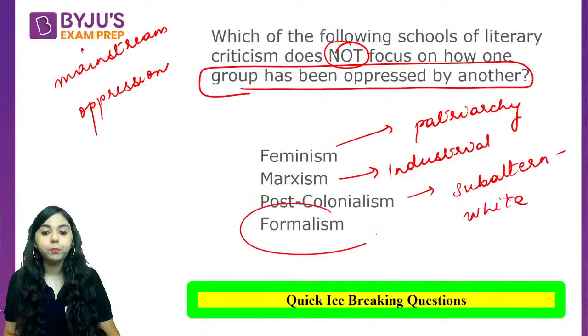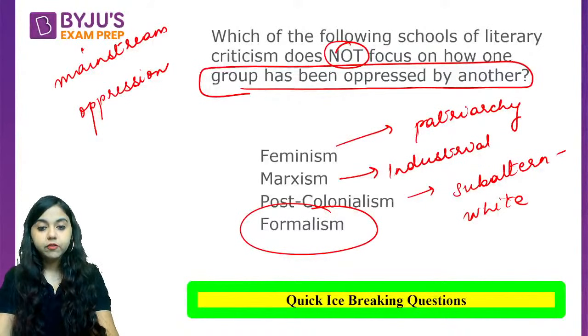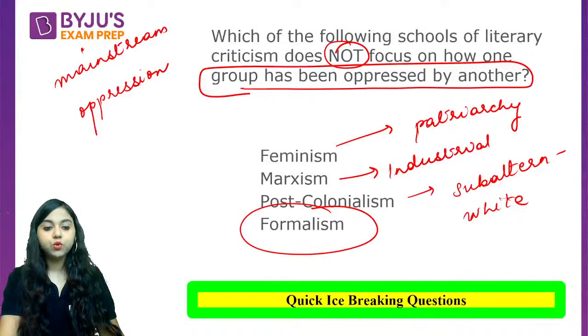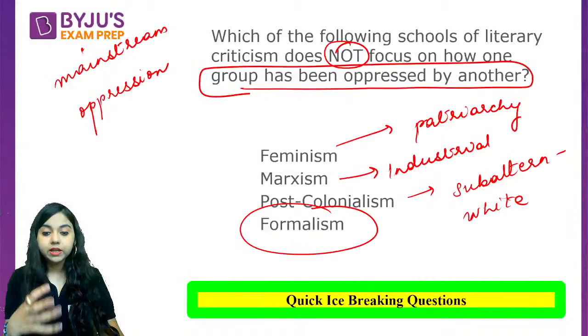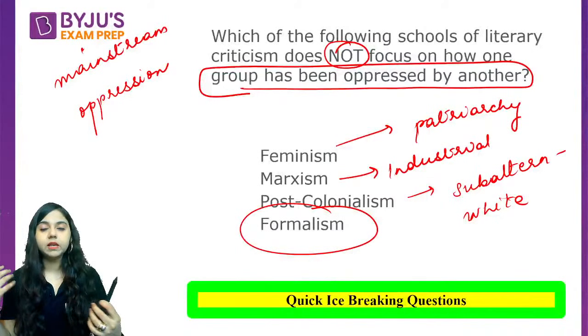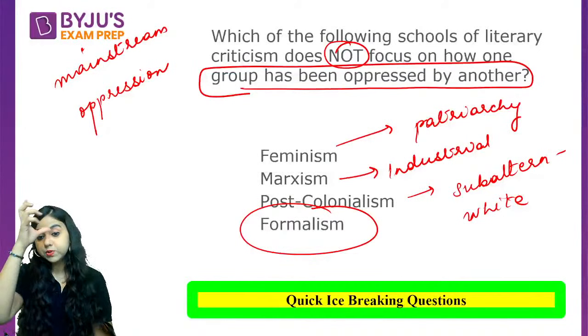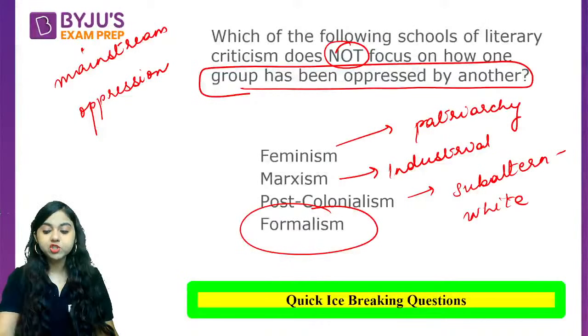Whereas formalism is not about oppression. Formalism is just saying that we need to look at the text per se. That is the only thing that formalism discusses. So feminism is trying to tell you that women were mistreated. Marxism is telling you about how labor productivity made things detrimental for the laborers altogether. Post-colonialism is also a proper critique against the white Puritan hegemony. Formalism is not fighting against oppression per se.